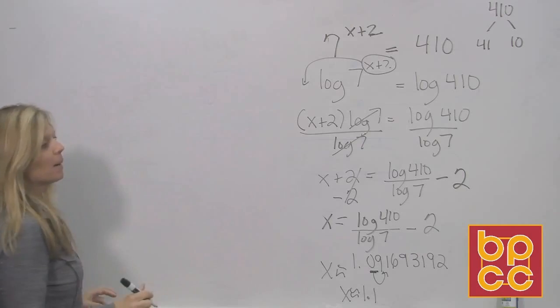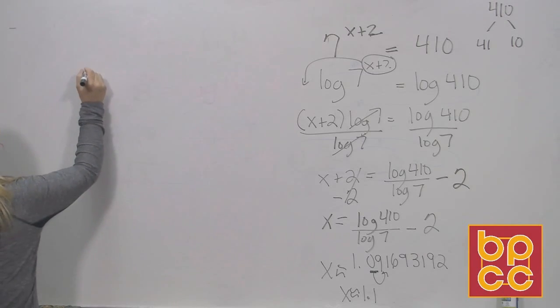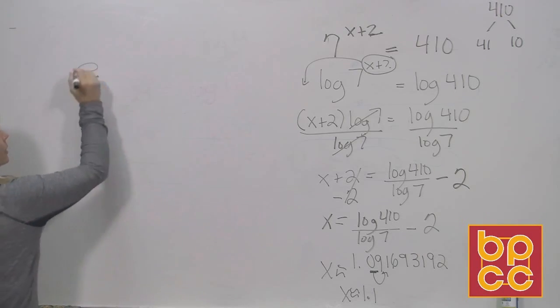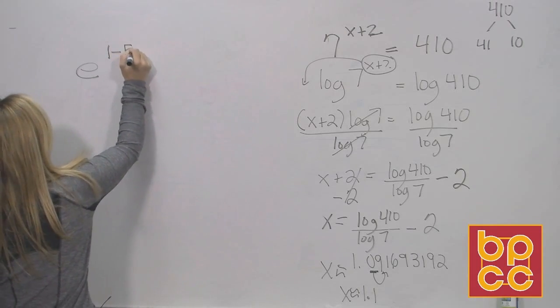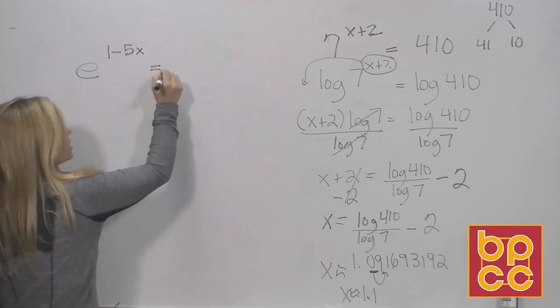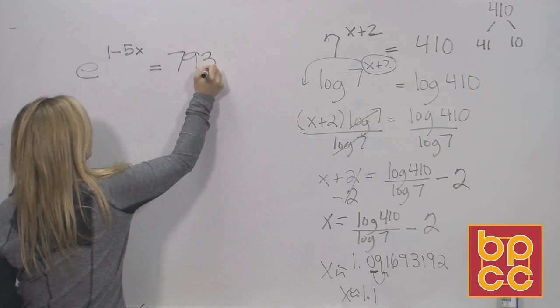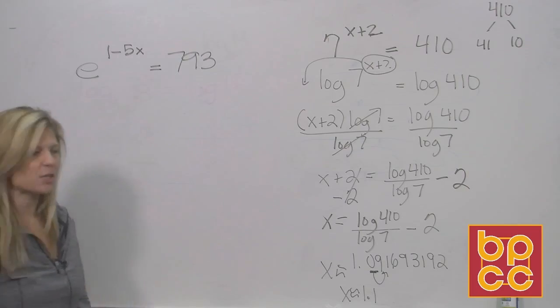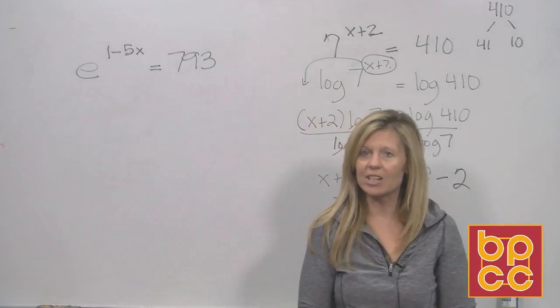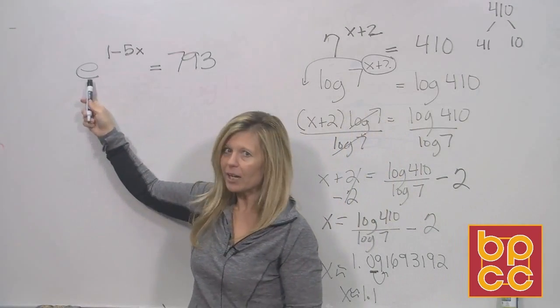All right, my third equation I want to solve today is e to the 1 minus 5x equals 793. Okay? Again, it's an exponential equation. The variable's in the exponent spot. Now I want you all to pay close attention. We're not solving for e.